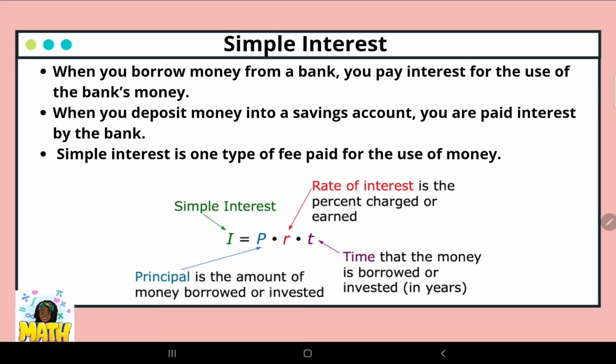When you borrow money from a bank, you pay interest for the use of the bank's money. When you deposit money into a savings account, you are paid interest by the bank. Simple interest is one type of fee paid for the use of money.